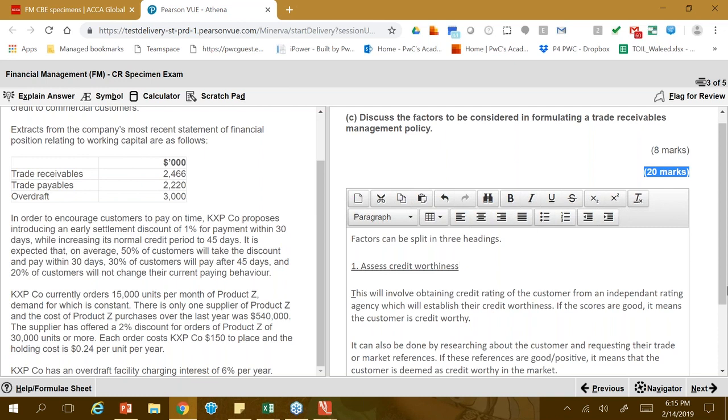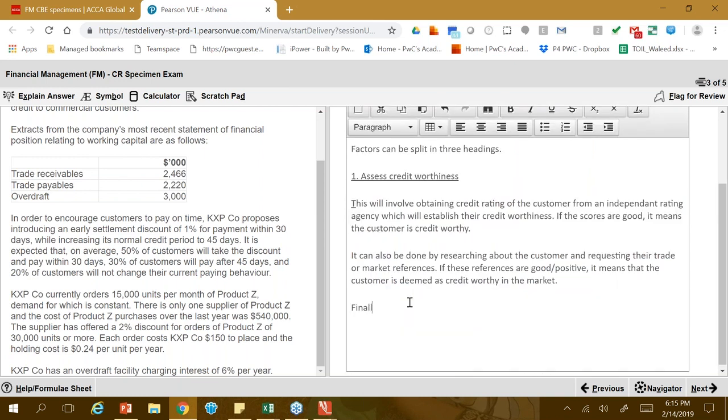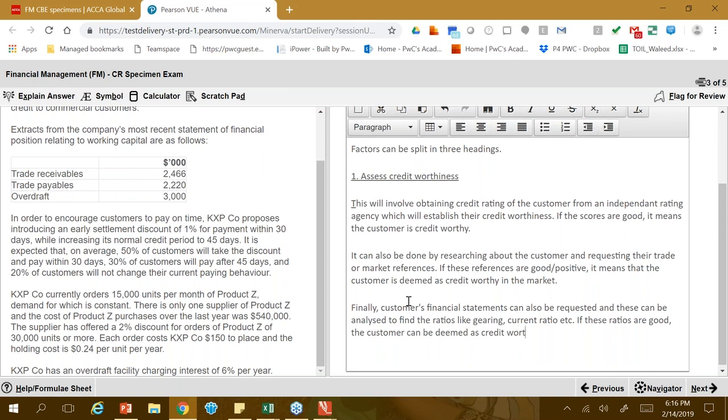The final point here I'll take is on the financial statements. Finally, customers' financial statements can also be requested, and these can be analyzed to find ratios like gearing, current ratio, etc. If these ratios are good, the customer can be deemed as creditworthy. And that's it. So I've got here 3 marks and I'm all good to go.